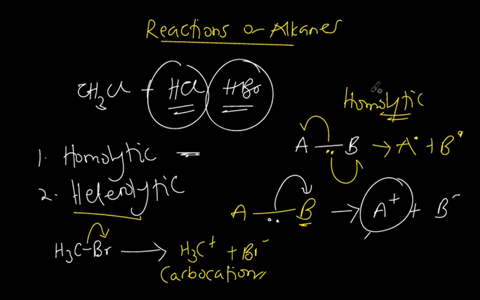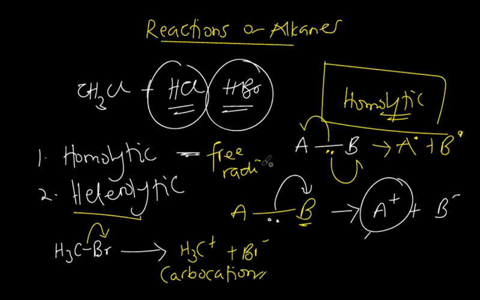So these two forms of cleavages are really important when we are dealing with halogenations of alkanes. Now that we know the types of bond cleavages that occur, and what is formed at the end of each cleavage, in homolytic we form free radicals, and in heterolytic cleavage you form carbocation.